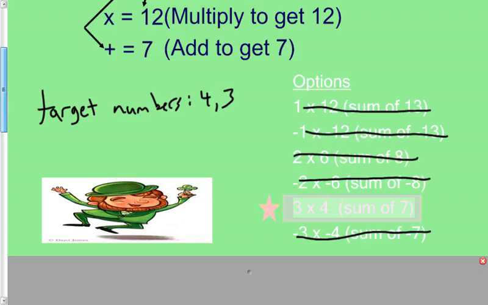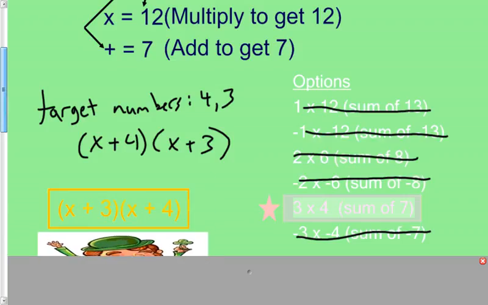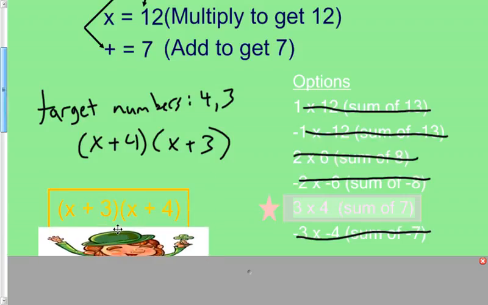And so remember, then we go to set up our parentheses, x plus something times x plus something, and we put our target numbers in there, 4 and 3. So now we're done. We have our two binomials, and those are the two factors. x plus 4 and x plus 3 are our two factors to get to that trinomial. And our last step is to check them.